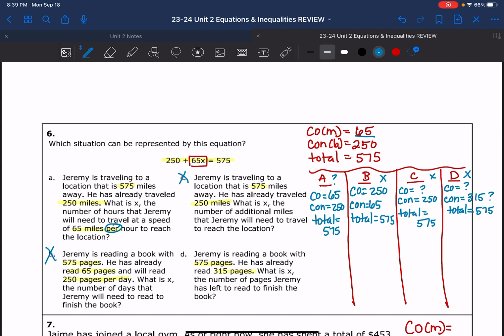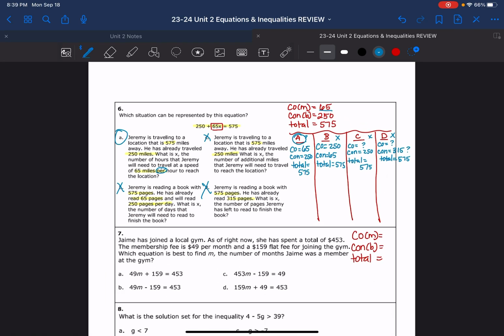So it's not B, it's not C, it's not D. The only choice is A. Okay, that strategy right there will help you in a way compare everything that you have. Okay. All right, pause if you need to.